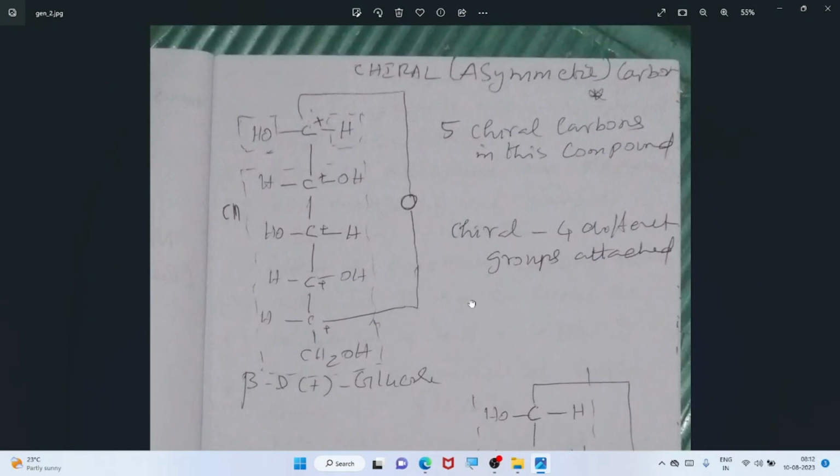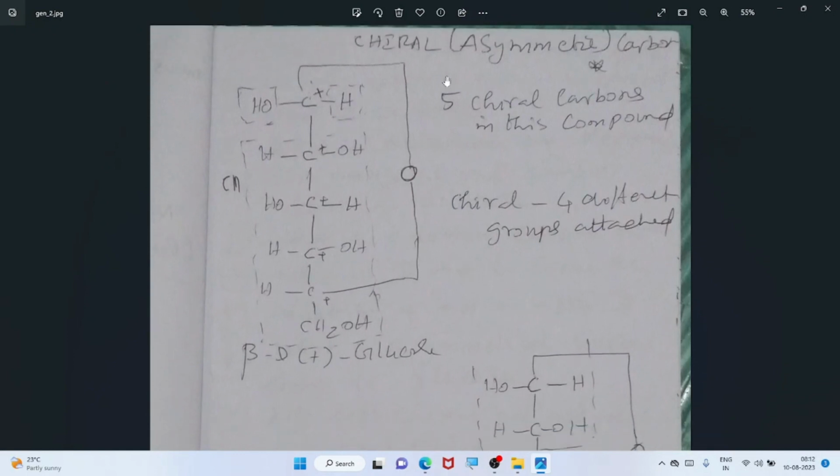Okay, let us take here what is chiral and asymmetric carbon. Let us take the structure of glucose. This is beta-D-(+)-glucose. We have six carbon atoms here. Out of these, there are 5 chiral carbon atoms, that means each is connected to 4 different groups. If we take the example of this carbon atom, this is one group, this is two, and this whole part down here is considered as one group. Then the group above is one more, so there are 4 different groups for this carbon. This is a chiral carbon atom.